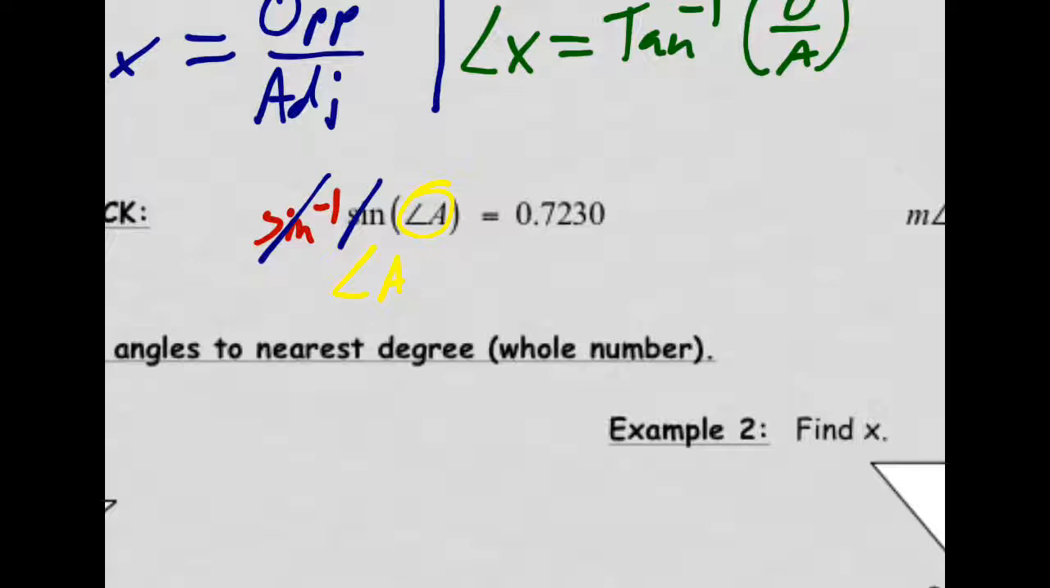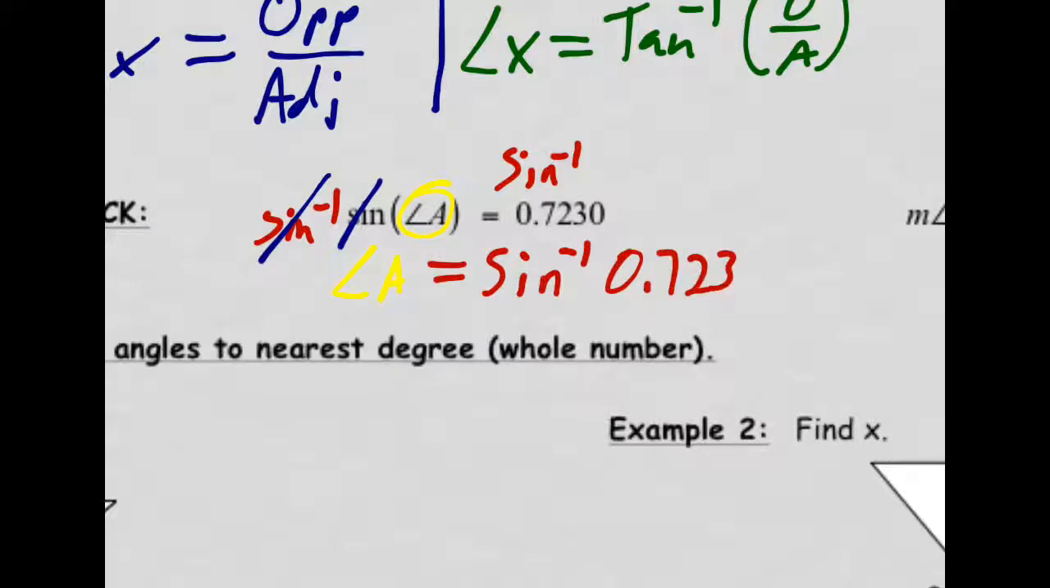However, what you do to one side of an equation, you've got to do to the other side as well. So angle A equals the inverse sine of 0.7230. Now, once you've got it down to this equation, it is easy because all you have to do is find this little button on your calculator. You're going to find the sine button, and just above the sine, written in blue, you're going to see something that says inverse sine.